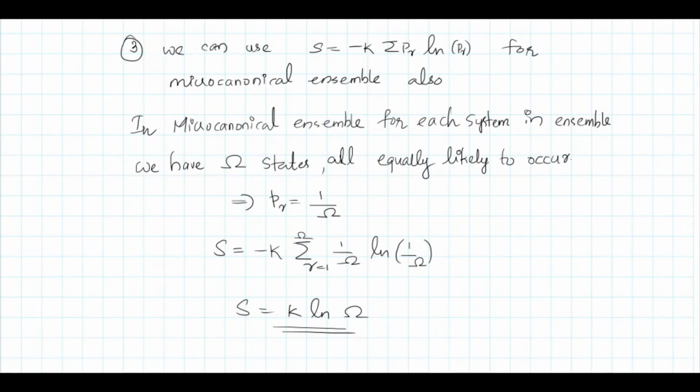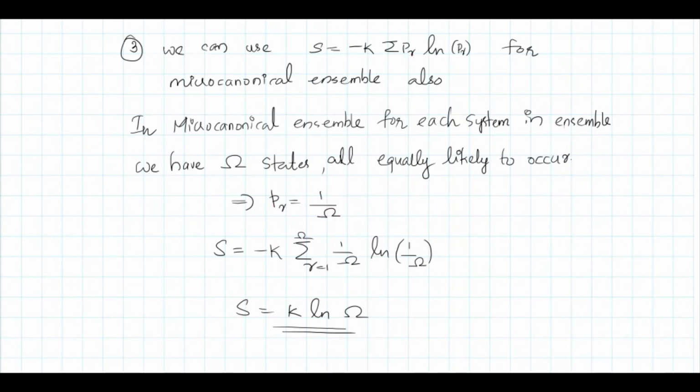For the third case, we can use S is equal to minus k sigma PR log PR for microcanonical ensembles. What is the case with the microcanonical ensemble? In a microcanonical ensemble, energy is fixed, it has a fixed value, and there are omega states, all equally likely to occur. In that particular energy, there are omega microstates, all equally likely. So PR is 1 by omega. The individual probability is 1 by omega.